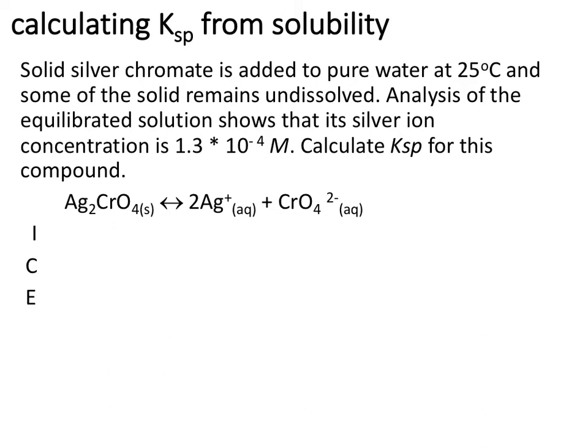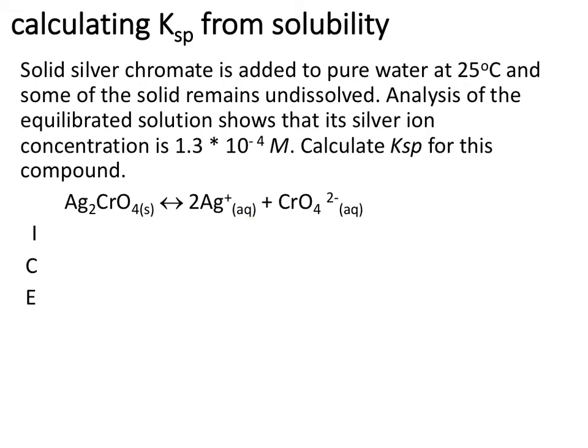Let's go ahead and do a practice problem where we're calculating Ksp from our solubility values. They told us that they've dissolved solid silver chromate into water to give them silver ion and chromate ions, as seen in the following equation. They've analyzed the equilibrated solution, and determined that the concentration of silver ion is 1.3 times 10 to the negative 4th molar at equilibrium. They want us to calculate Ksp.